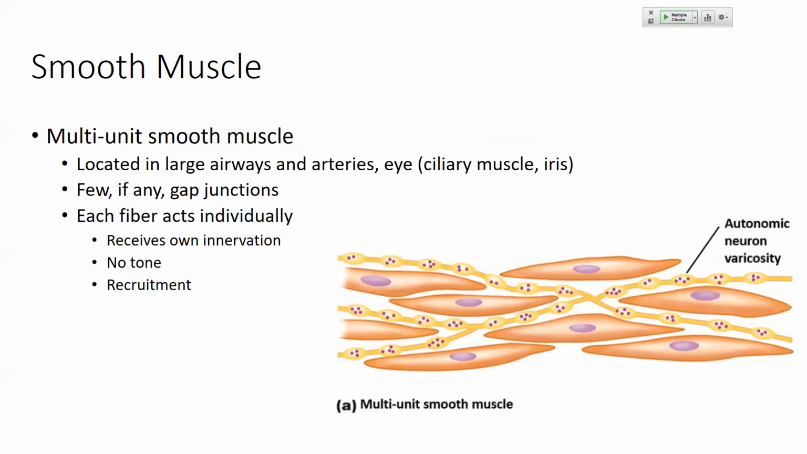So if 3 cells are contracting, we can go ahead and recruit a fourth cell, and a fifth cell, and a sixth cell. So because each of these cells acts independently, we can see recruitment in this type of tissue.